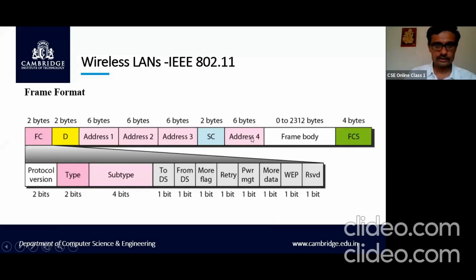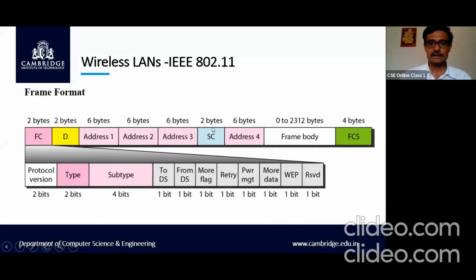Whereas we have 1, 2, 3, 4 addresses. Okay, all are 6 bytes. These are all MAC addresses. There are 4 MAC addresses. Okay, so 6 bytes. Why? Because a MAC address is 6 bytes in length. We have already discussed earlier, 6 bytes long. It is generally defined using hexadecimal colon notation. So why there are 4 addresses? That also we'll discuss a little later in the next slide.